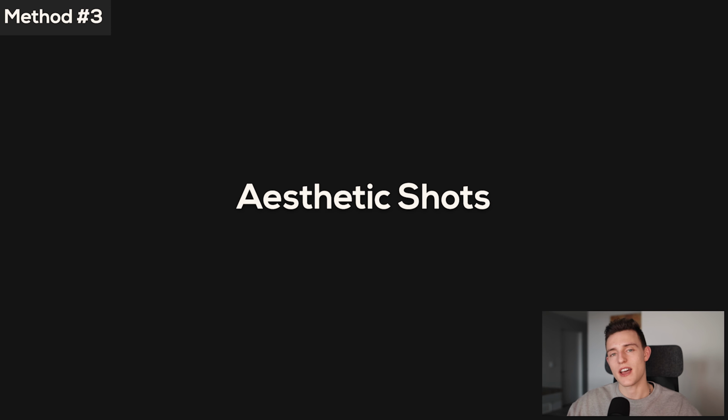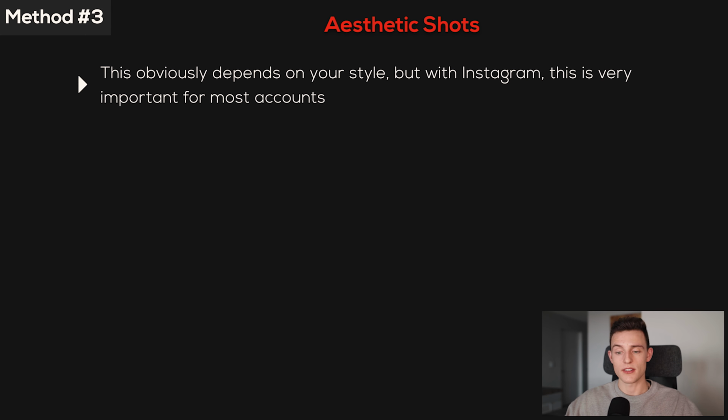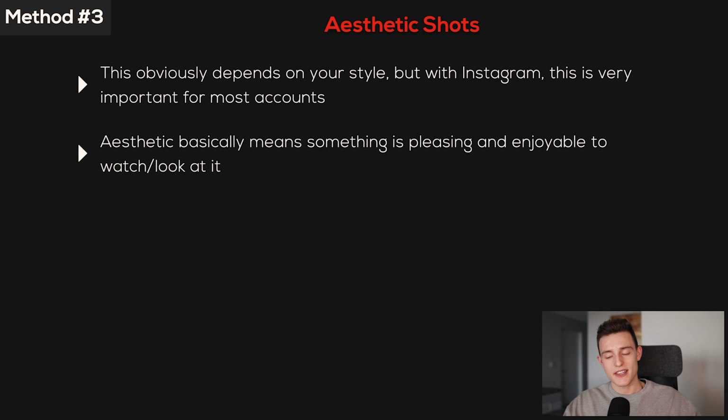Method number 3 is having aesthetic shots or aesthetic clips, whatever you want to call it, incorporated into your Instagram reels. And this obviously depends on your style, but with Instagram, this is very important for most accounts. Aesthetic basically means something that is pleasing and enjoyable to watch or look at. And I'll have a couple of examples in a second here further explaining what I mean by this.